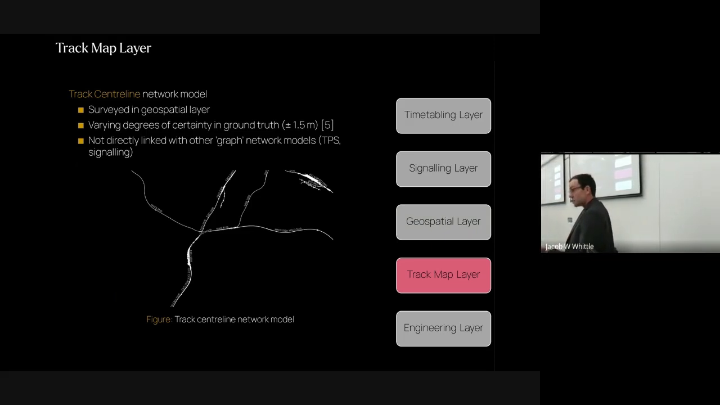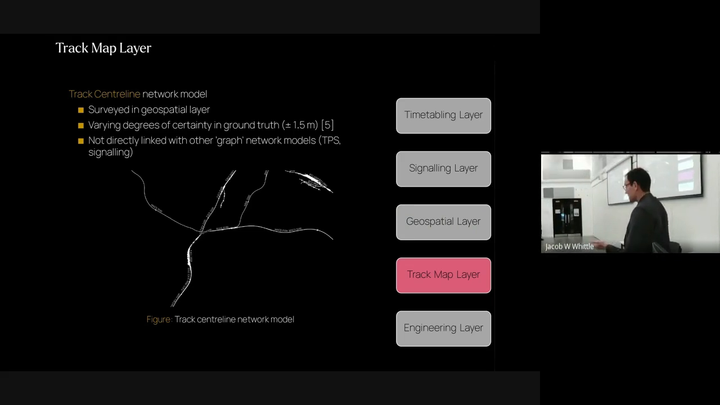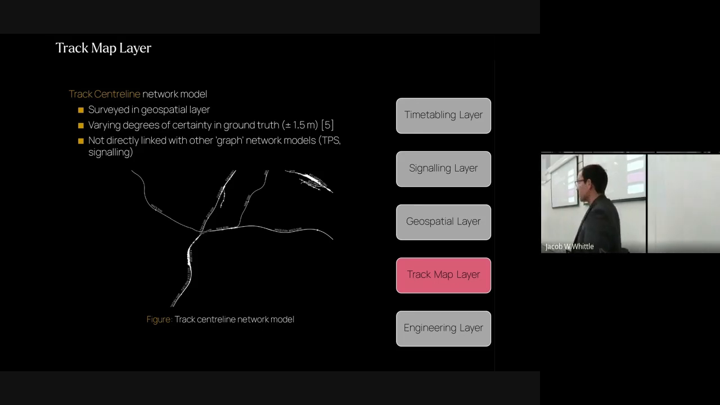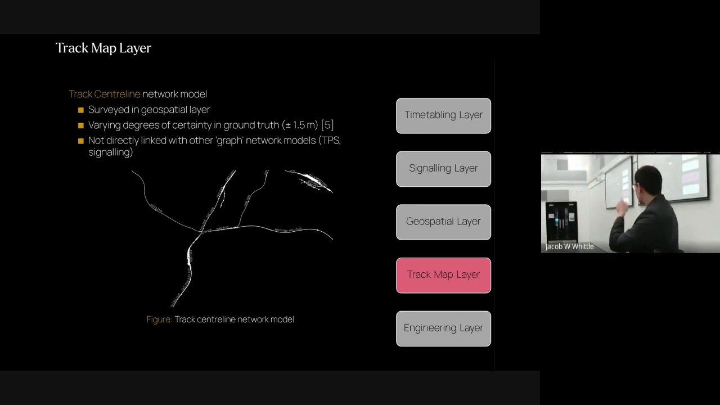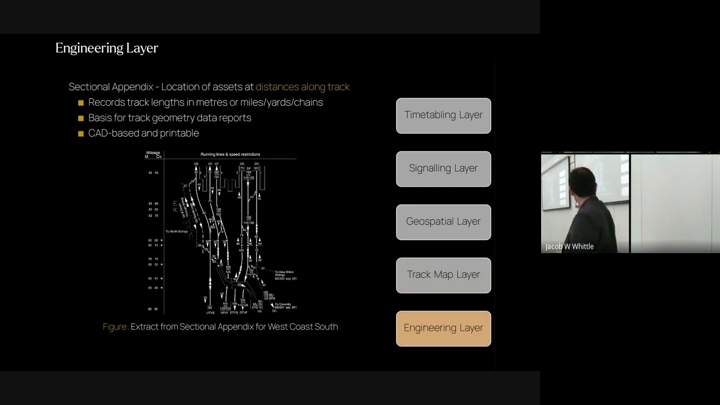So it is surveyed in the geospatial layer, so the geospatial layer does have a meaning here. It has some degree of uncertainty in ground truth, but the key point here is it's not directly linked with other graph network models. So we've seen the TPS model and signaling. I know lots of people here are doing work with graph models of signaling systems. It's quite difficult to make a link between those in this network model and the network models in the other systems.